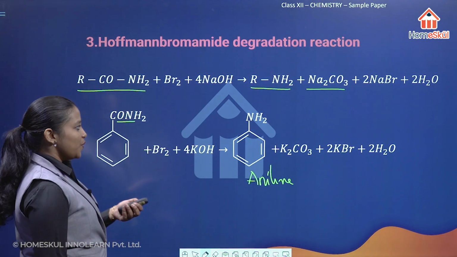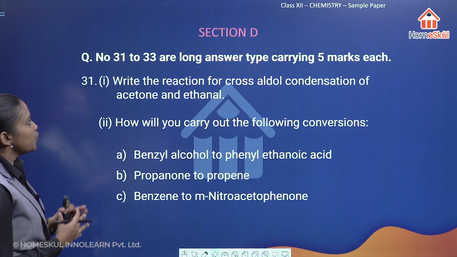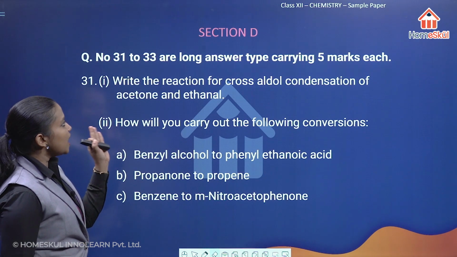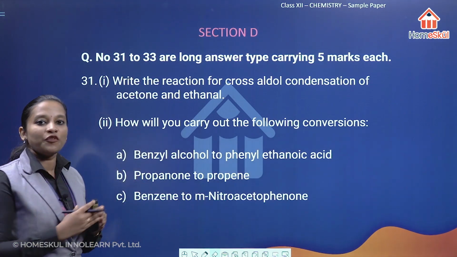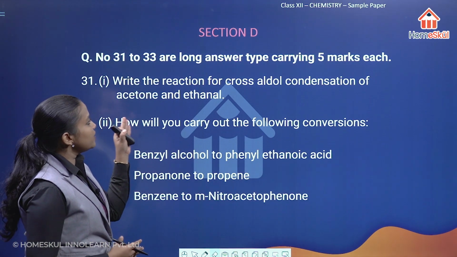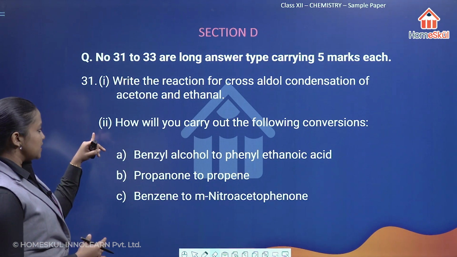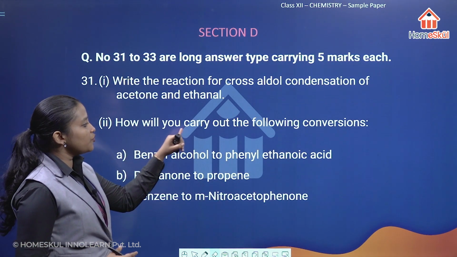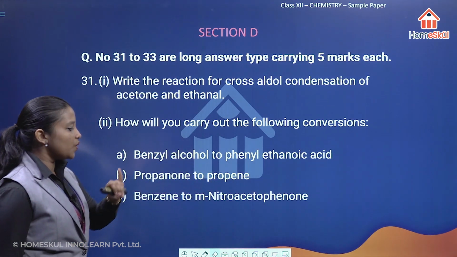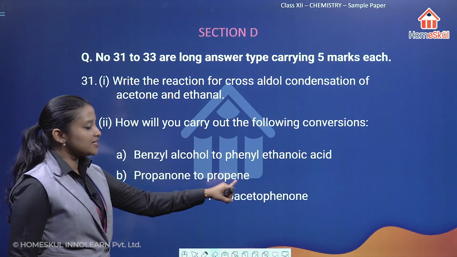Now moving on to the next. Now we are moving towards section D. Questions number 31 to 33 are long answer type questions carrying 5 marks each. Let's answer the 31st question. The first one is, write the reaction for crossed aldol condensation of acetone and ethanal. And the second question, how will you carry out the following conversions? We have 3 conversions here: benzyl alcohol to phenylethanoic acid, propanone to propene, and benzene to m-nitroacetophenone.